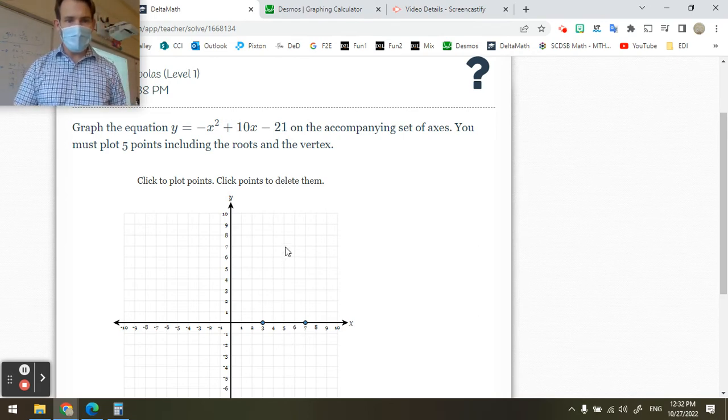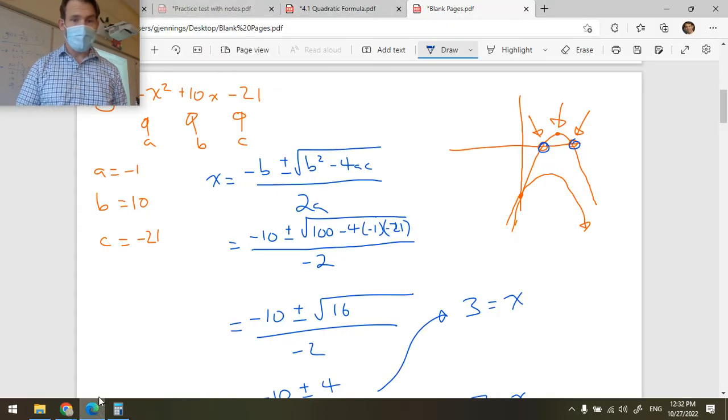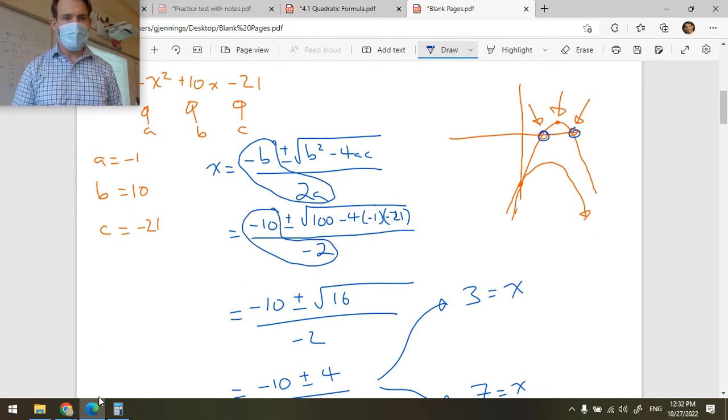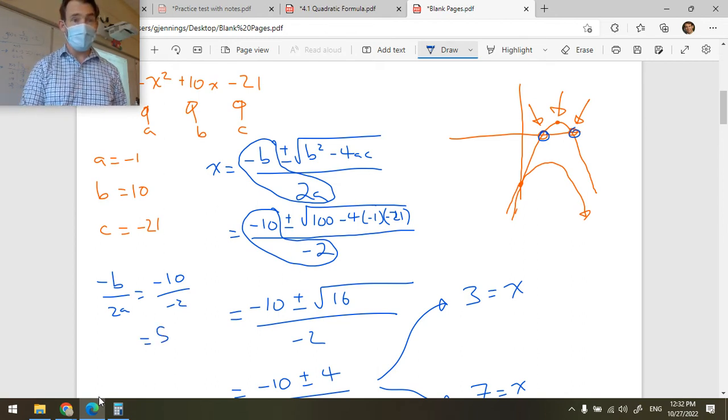Cool. And now I can look at that and see that 5 is going to be where I find the vertex. Let's say I don't know that. And I say, well, what is negative b over 2a? Oh, that's 5. If I just look at the negative b over 2a part, that's negative 10 over negative 2. So negative b over 2a in this case is negative 10 over negative 2 equals 5. So that's the x value of the vertex.